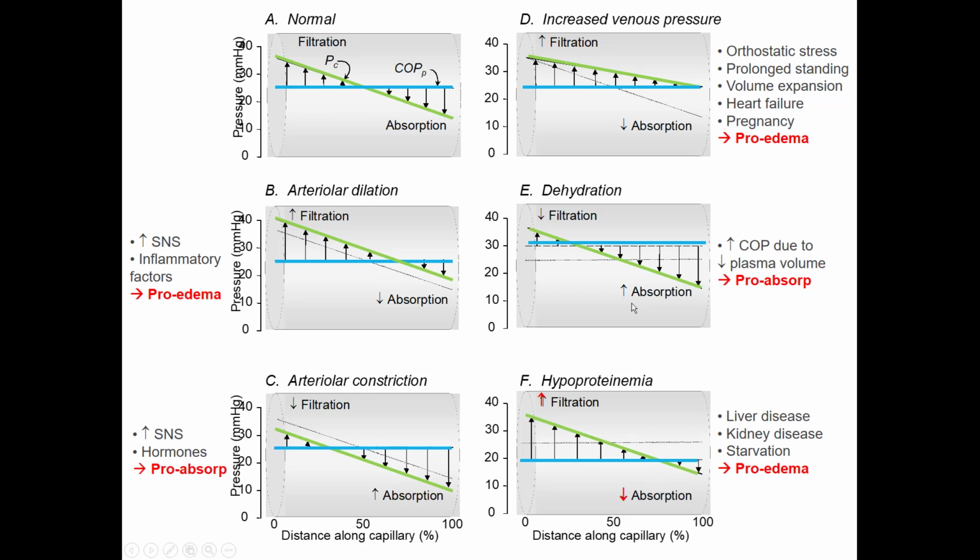And finally, in some conditions, there are fewer plasma proteins. So this happens in liver disease and kidney disease and starvation, where there's a decreased concentration of plasma proteins. So this leads to a decreased capillary colloid osmotic pressure, denoted by this blue line here, which is lower compared to the dotted line of the normal capillary colloid osmotic pressure. So this decrease in a force that is pulling fluid back inside the capillary leads to an increase in filtration, which can lead to edema.